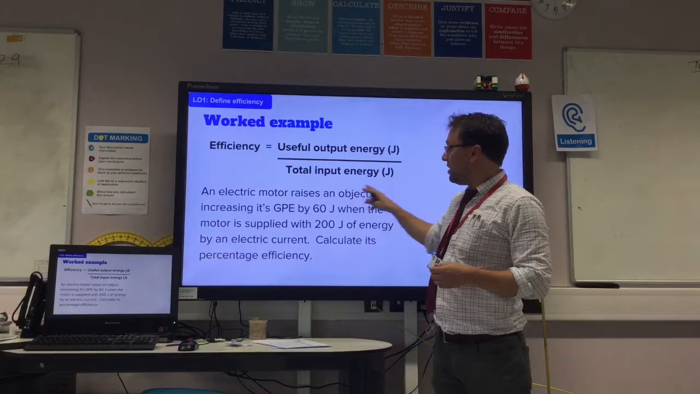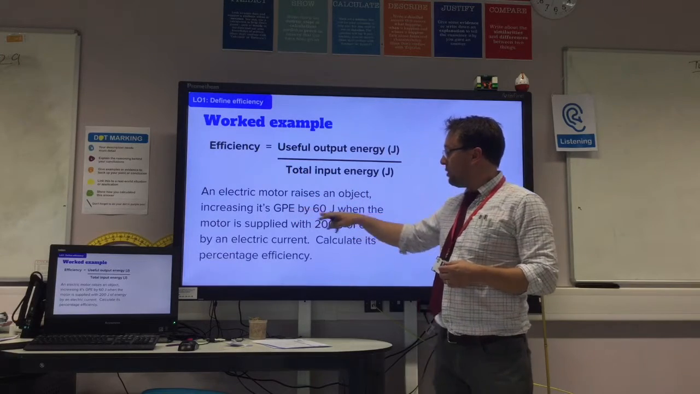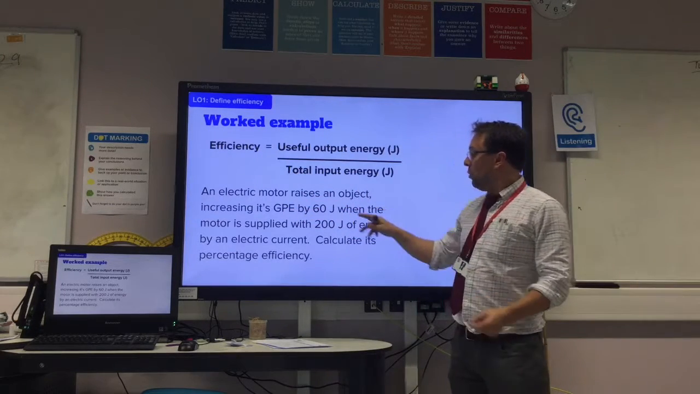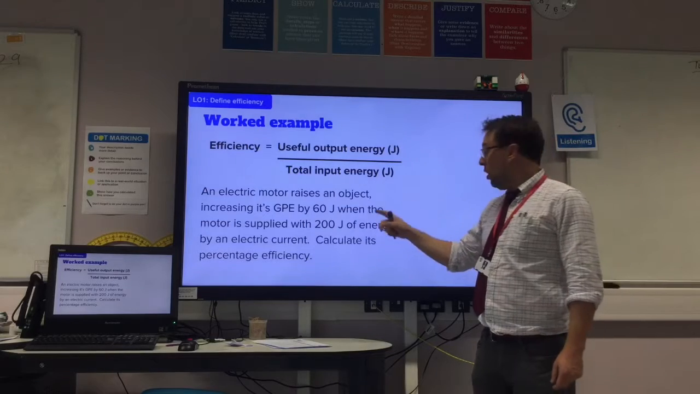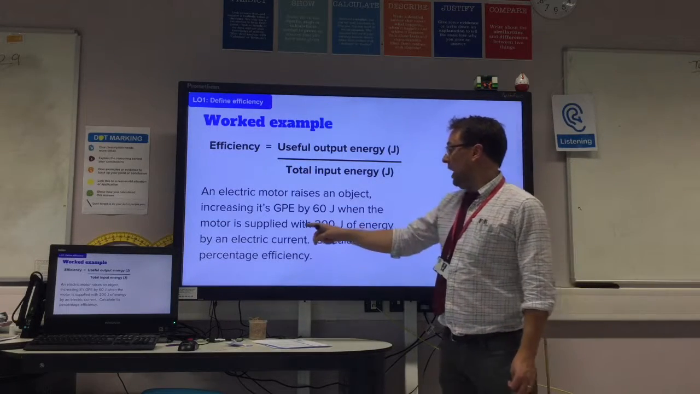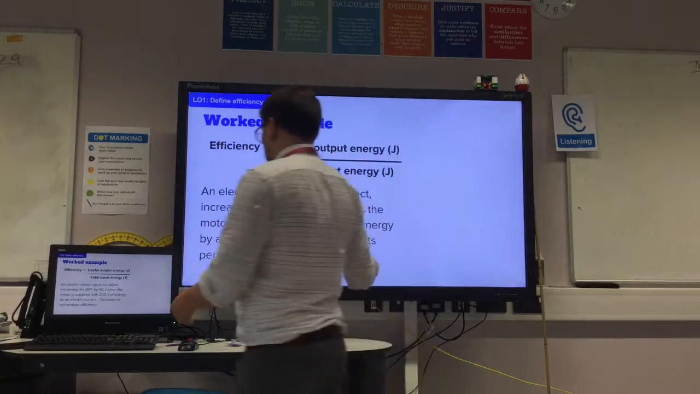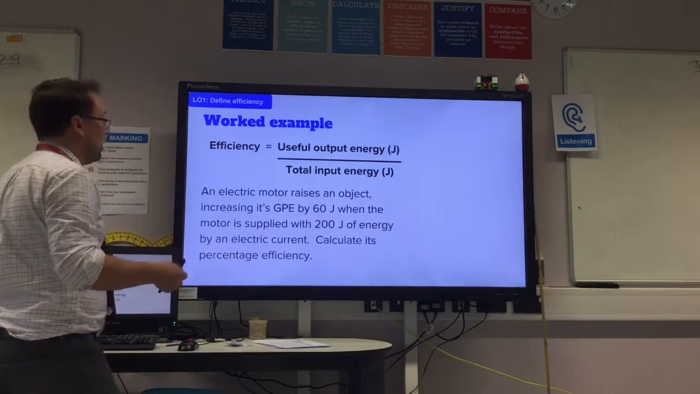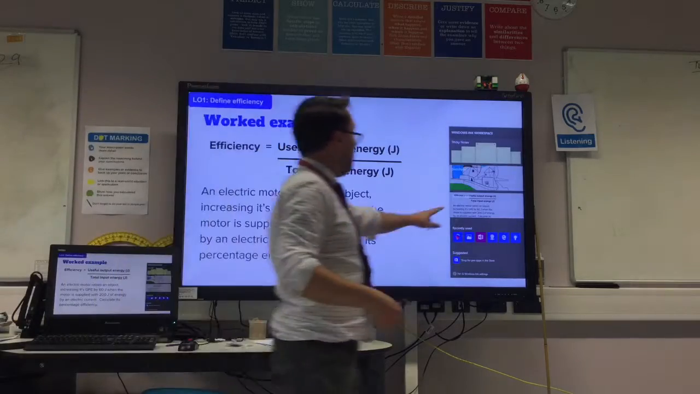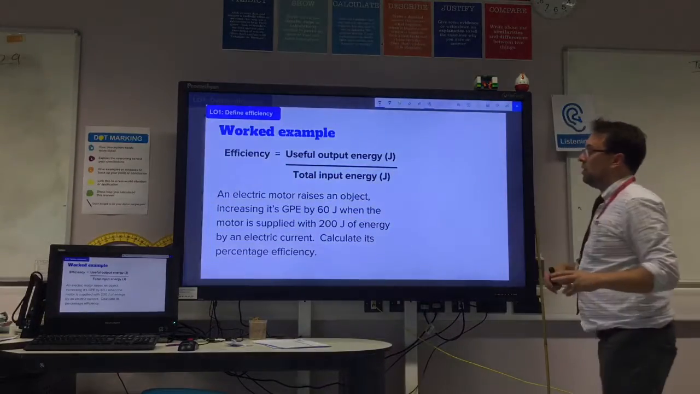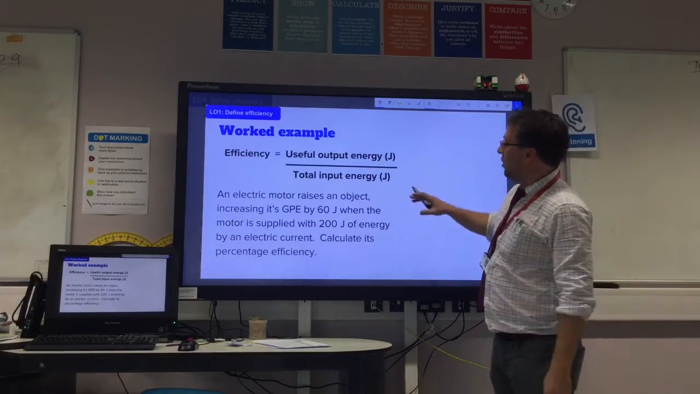An electric motor raises an object, increasing its gravitational potential energy by 60 joules when the motor is supplied with 200 joules of energy by an electric current. Calculate its percentage efficiency. So we need to look at the question and start substituting some values into our formula. First of all, I need to find the values I need.